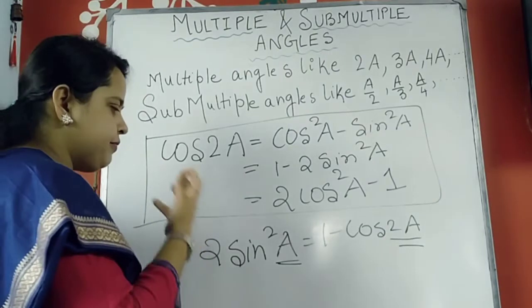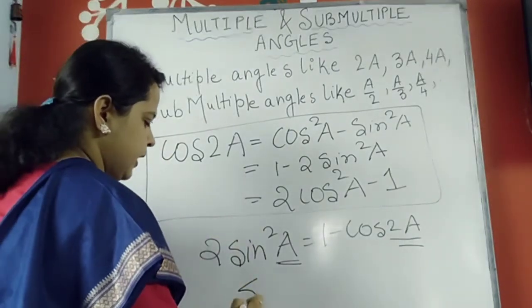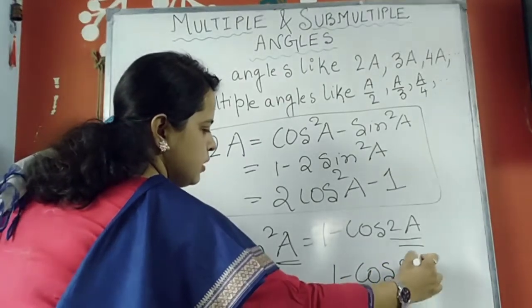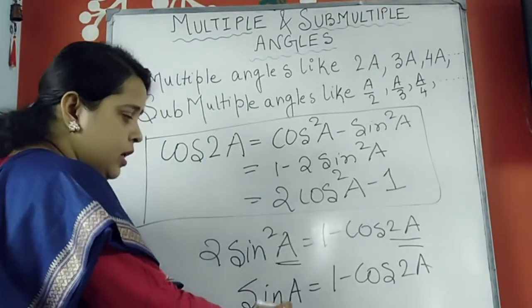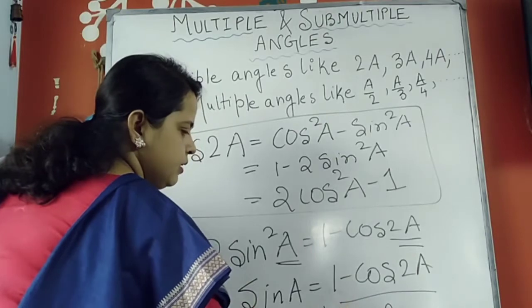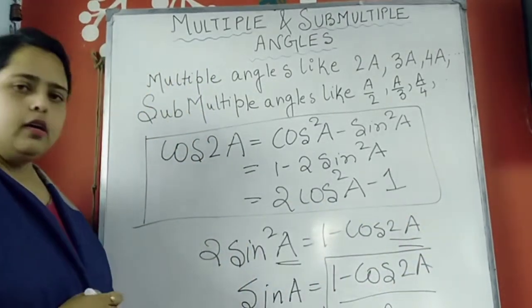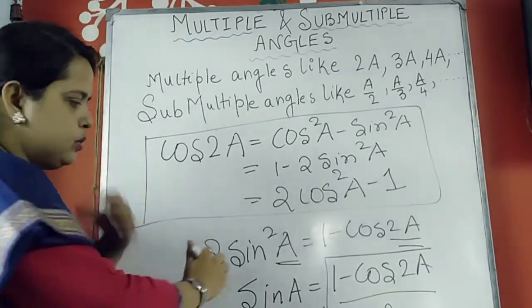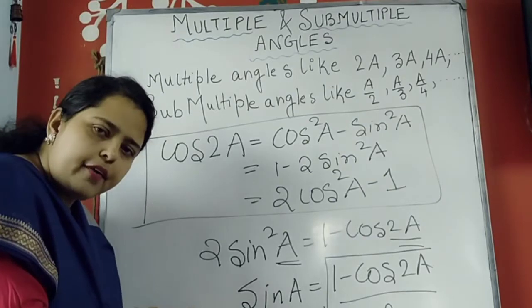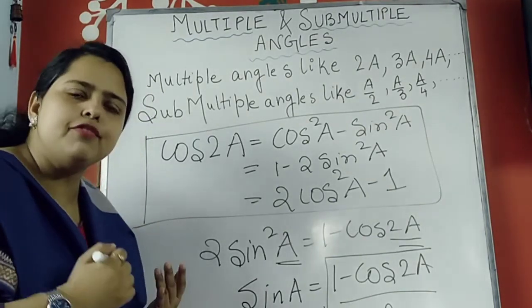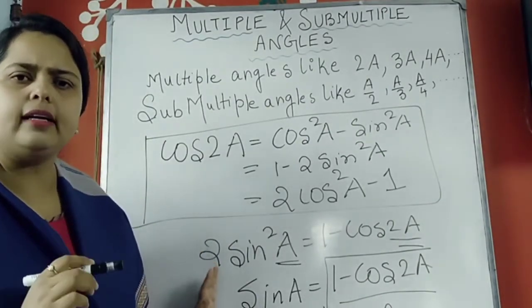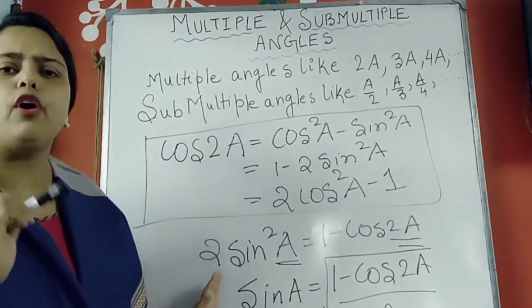If I want to get the value of only sin A, then I can get it from cos 2A. And how is it? See the one I am writing here. Have you understood this? 2 sin square A was 1 minus cos 2A. Correct. Now I can write sin A in terms of cos 2A. So this particular set is remembered as how we can write sin A in terms of cos 2A.